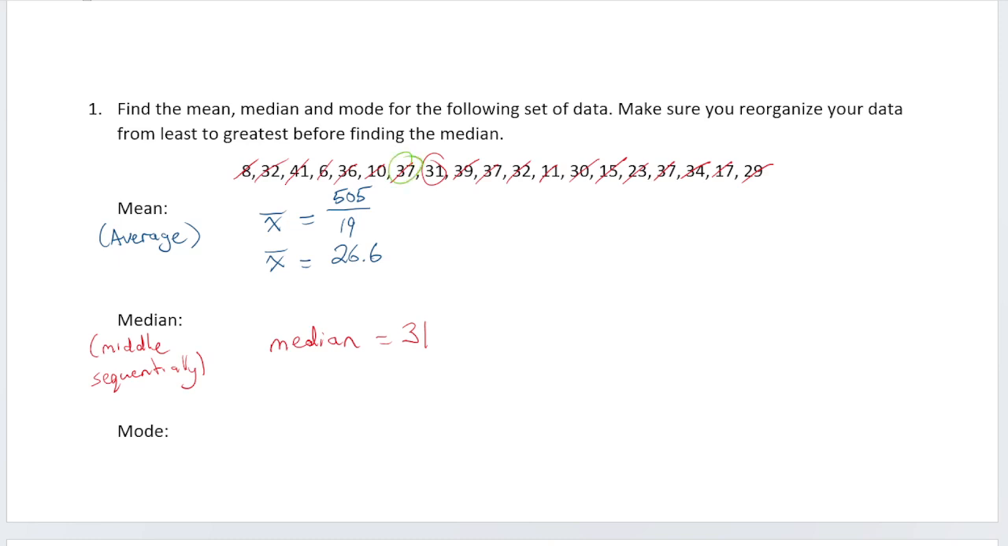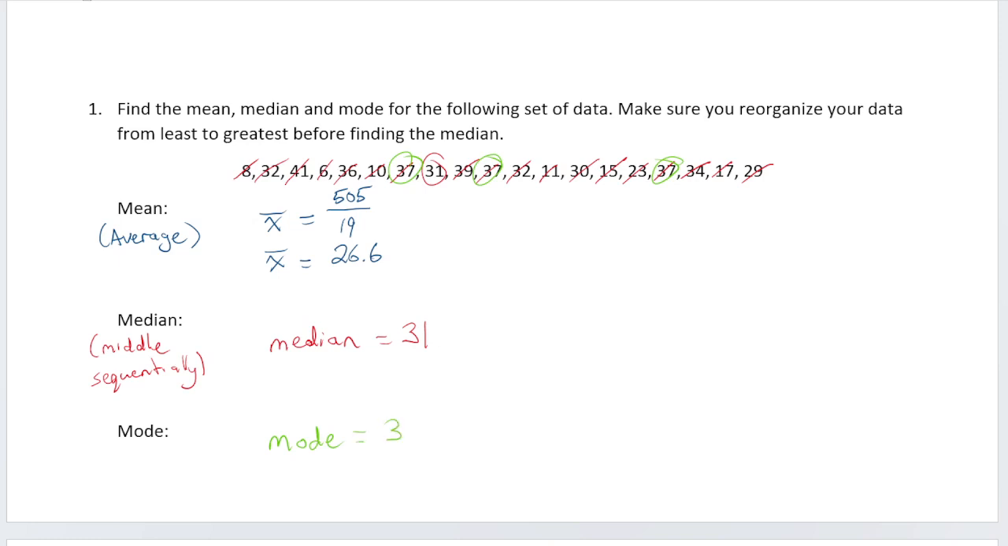Well, we've got 37 once, twice, and 3 times. I don't think anything else comes close. There's 2 32s, and that's about it. So that's another reason why putting them in order can make it easier to find mode. But in this case, there's no problem.